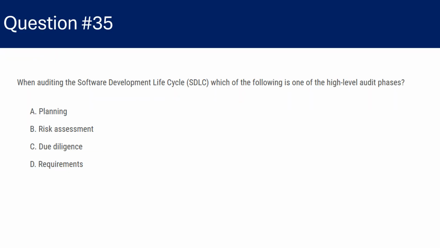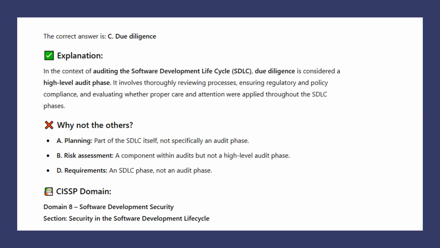Question 35. When auditing the software development lifecycle SDLC, which of the following is one of the high-level audit phases? A. Planning. B. Risk assessment. C. Due diligence. Or D. Requirements? The correct answer here is C, due diligence.